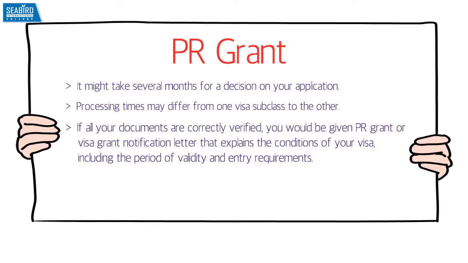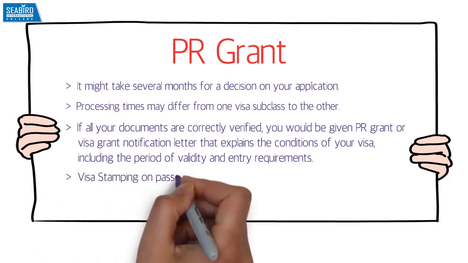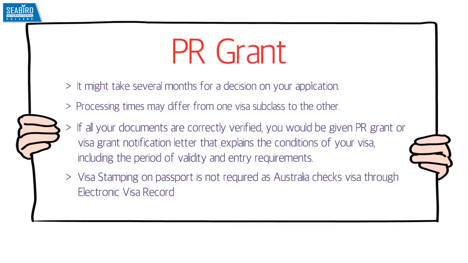You'd be given a timeline: by the end of that validity period, you have to reach Australia and land in Australia for the first time at least. You can come back obviously, but you have to land there for the first time within that period. Also, visa stamping on the passport is not required like in the case of Canada. It's not required here as Australia works on e-visas now, and your visa would be checked through an electronic visa record.